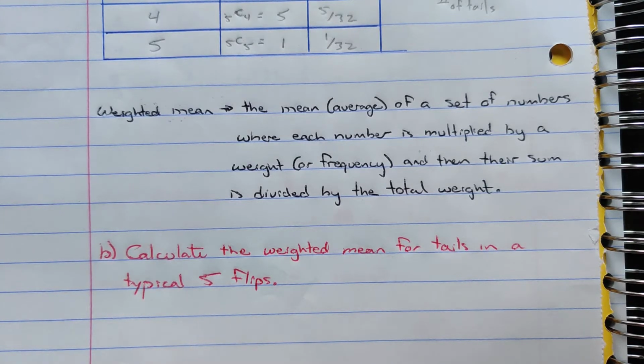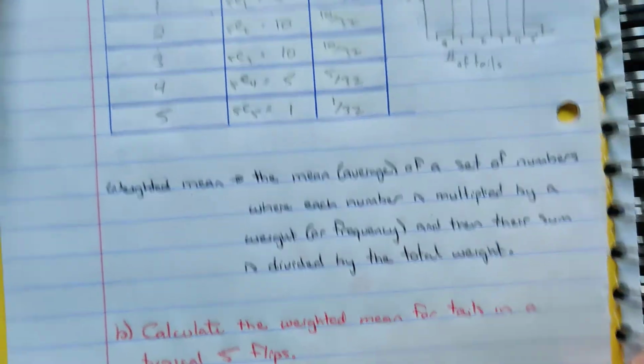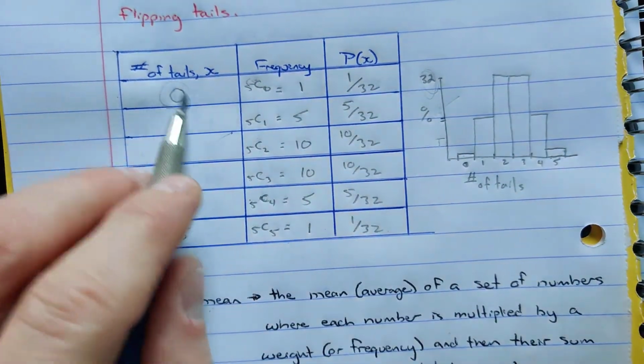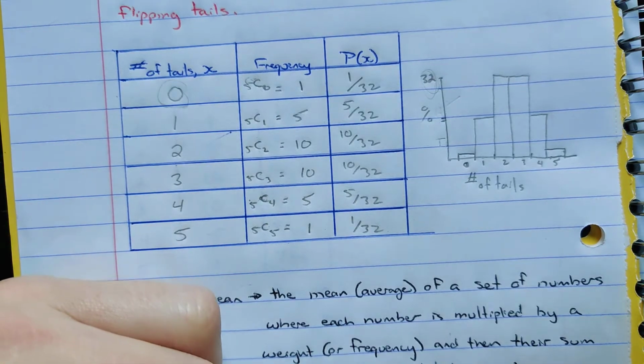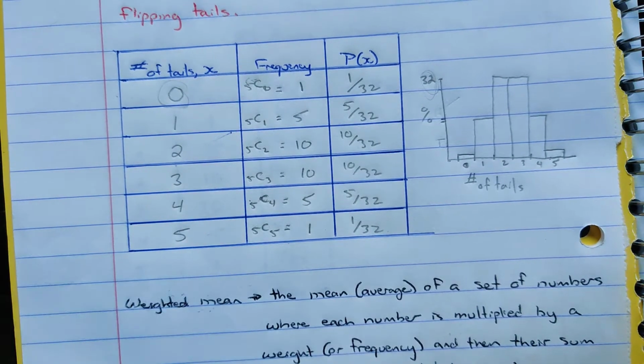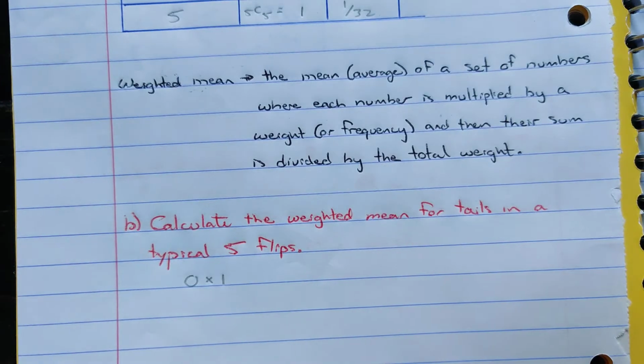So if we wanted to calculate the weighted mean of our flips here, well, we have 0 tails, and we multiply it by 1, okay, because it occurs 1 time. That's the frequency or weight.